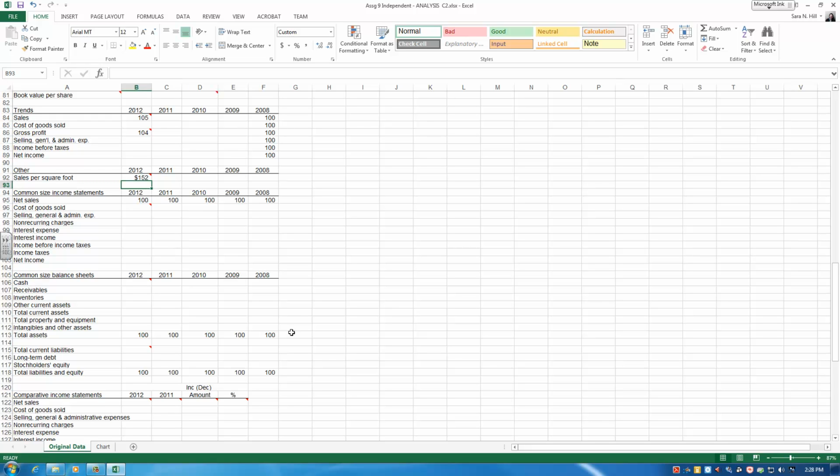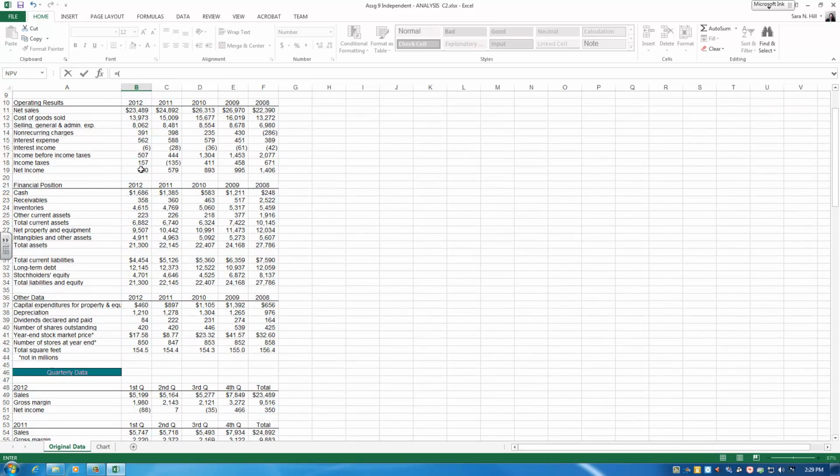So common size income statements is where we're at now with our hints. And in a common size income statement, what we're doing here is we're comparing everything to net sales. That's why we've got the 100% in here for net sales, because net sales compared to net sales is going to be 100%. So if we want to start off with cost of goods sold, we're going to go ahead and grab our cost of goods sold above, B12. We're going to divide by net sales, which is B11.